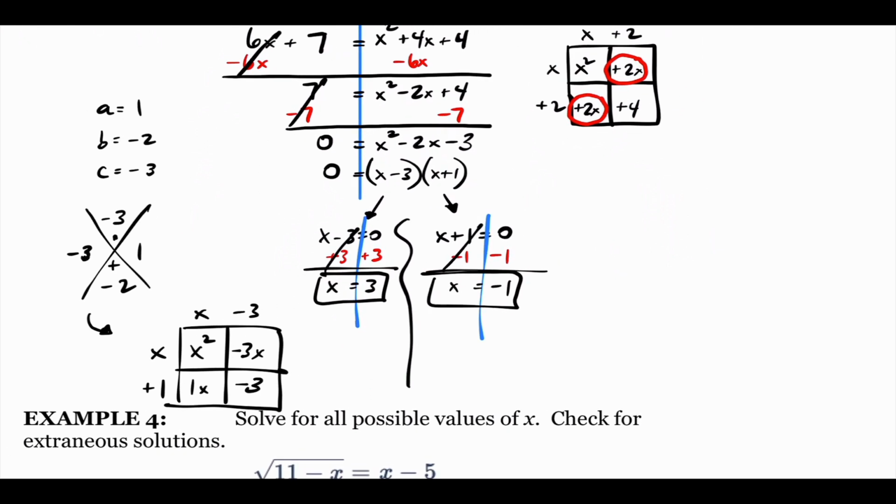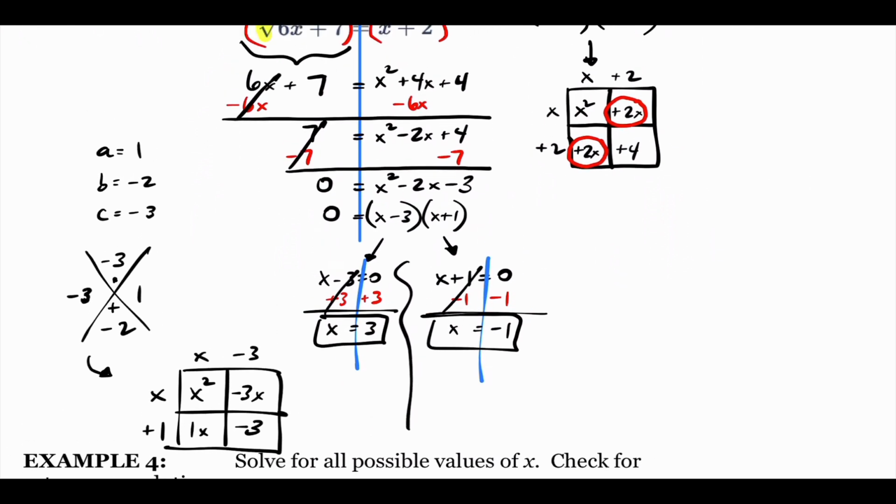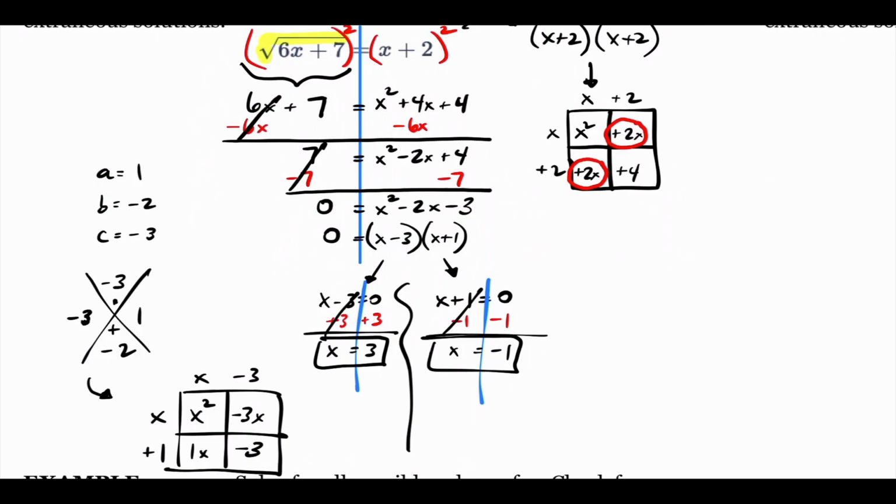And you're done. Those are the two answers I got, negative 1 and positive 3. But I have to check to see if they're extraneous. I have to see if they both work or if one of them doesn't. How do I do that? You plug it in. You can do this part in your head, or you can use your calculator.